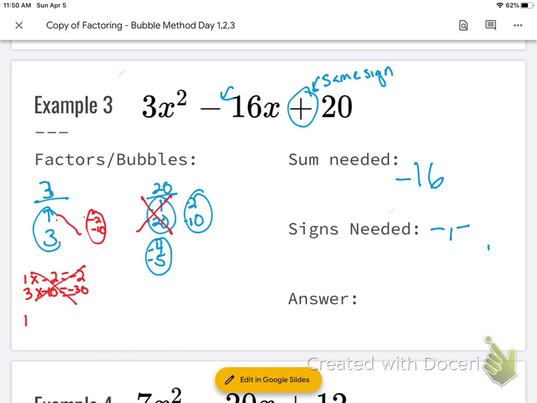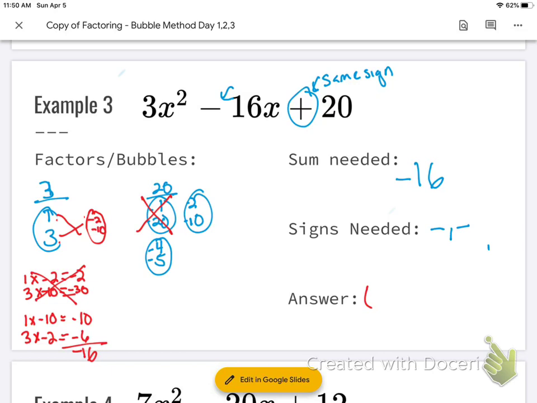1 times negative 10, negative 10. 3 times negative 2 gives me negative 6. We add those together, that does give me negative 16. So we actually got to this one pretty quickly. I don't need to test the next one out.